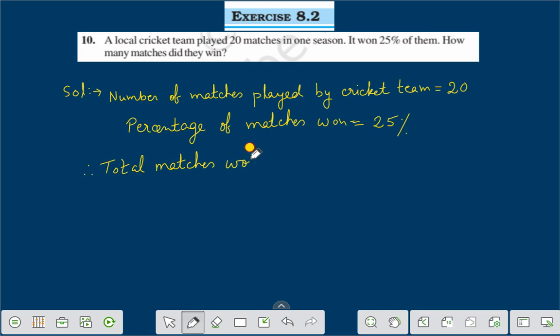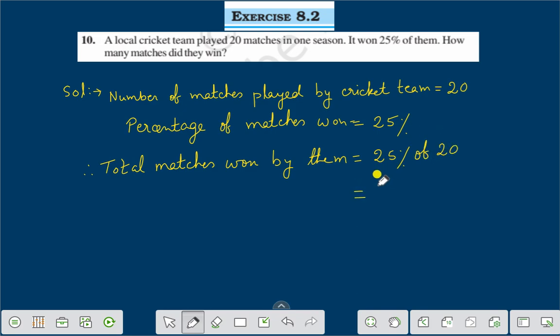Therefore total matches won by them is equal to 25% of 20.